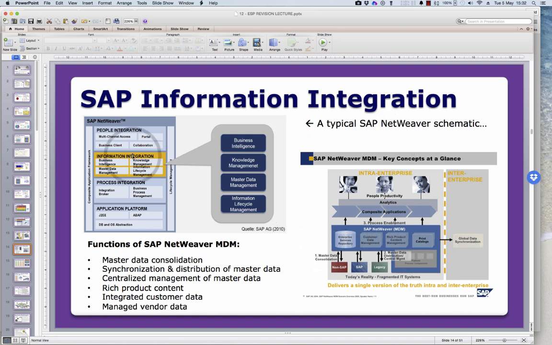So master data management is part of information integration. Multi-channel access of devices is part of people integration. Process integration's got an integration broker. It's also got business process management for designing business processes. That all happens in process integration. And then finally you have the platform it all sits on, which is Java 2 Enterprise Edition, or ABAP based, and that's where you have your databases and abstract your operating system, so you're not reliant on one particular one.